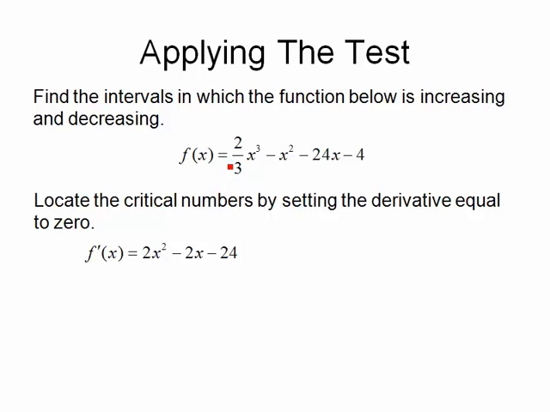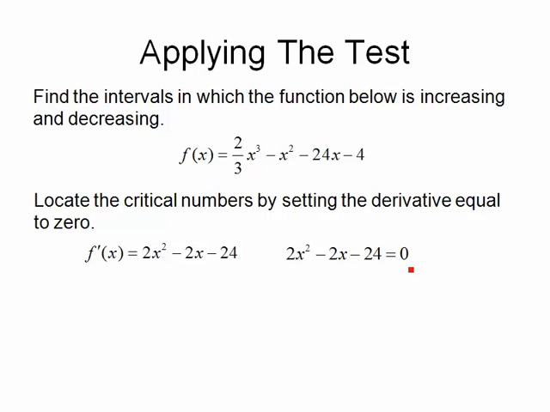So when we take the derivative of the x cubed, it gives us x squared times 3. Multiply that by 2/3, we get 2x squared. The derivative of x squared is simply 2x, and the derivative of minus 24x is minus 24. The derivative of this last term, negative 4, is 0, so that's why it doesn't appear in the derivative. Set that equal to 0 gives us 2x squared minus 2x minus 24 equals 0.